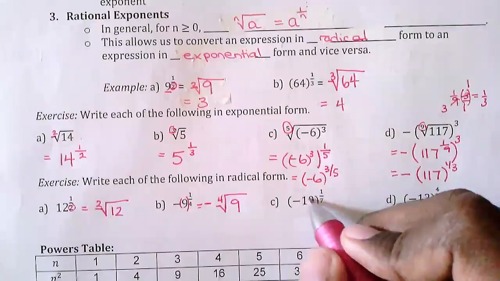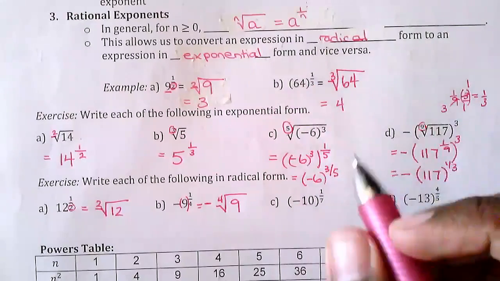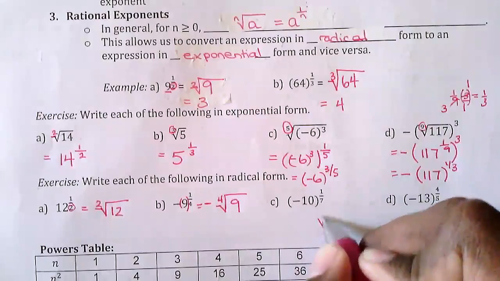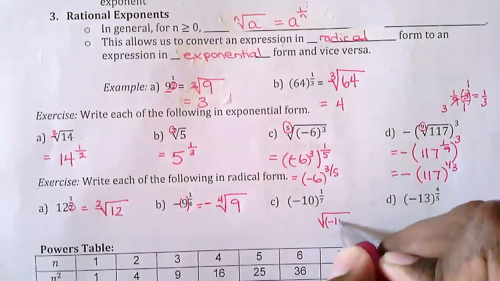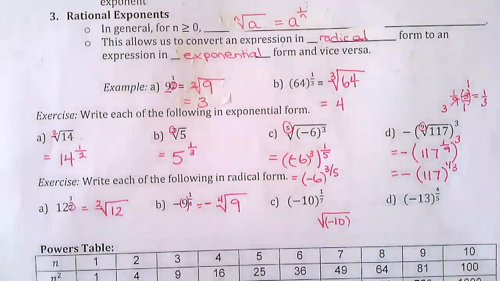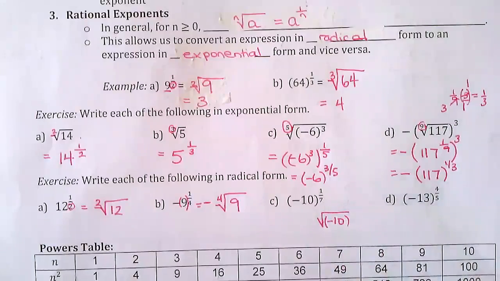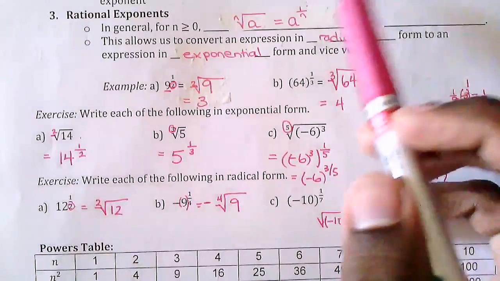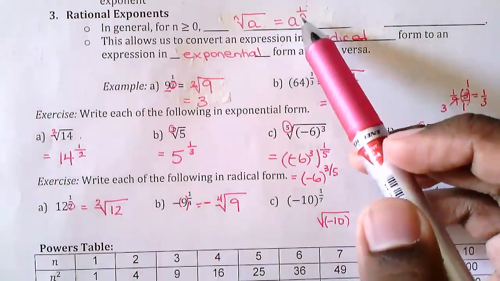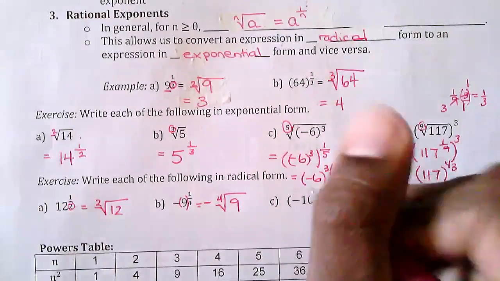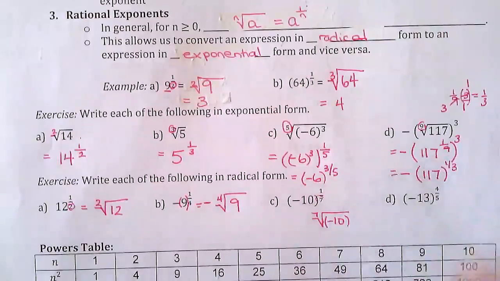Let's try this one. Again, the base becomes the value underneath the radical. The negative is within brackets here, so we know that the base, or the value underneath the radical, is negative 10. The exponent is in the form 1 over 7, which is great because we want it in the form 1 over n, or the index. Here the index is 7, so we're going to write 7 as our index.